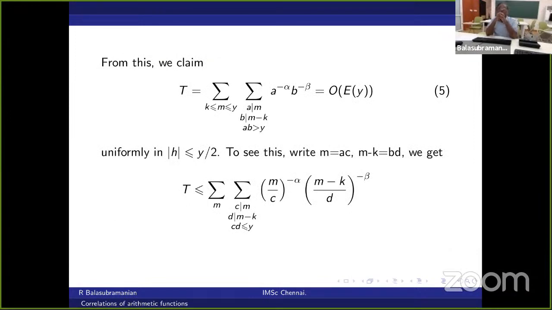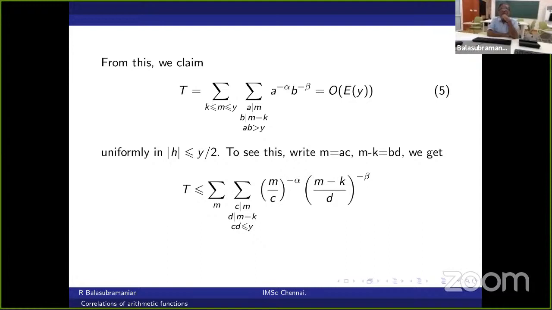Therefore, now we claim that when you look at the summation, a power minus alpha, b power minus beta, where the summation is over a dividing m and b dividing m minus k, which is now ab bigger than y, the summation over m. This summation is what I want to look at. And again, I want to claim that this is of the order of y power 1 minus alpha.